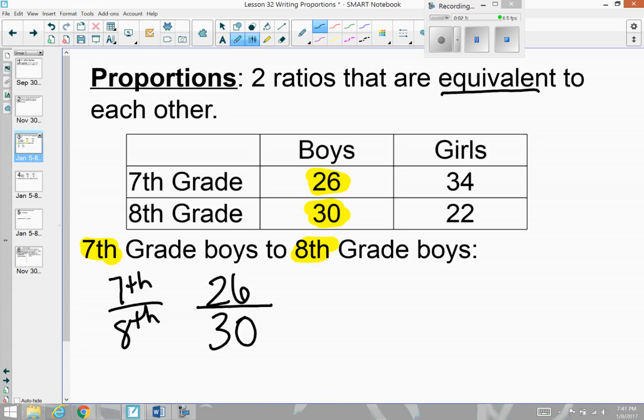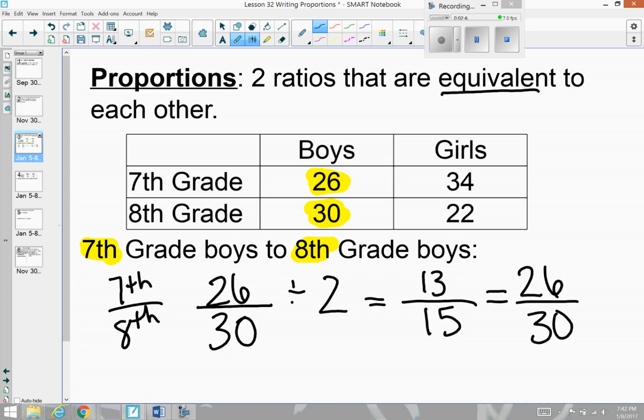So in this case, we're going to simplify this ratio. To simplify this ratio, we need to divide by a number to get a new ratio. In this case, the number that's best to divide by is 2. Very good. So 26 divided by 2 is 13, and 30 divided by 2 is 15. So our proportion then is 13 to 15 is equivalent to 26 over 30.